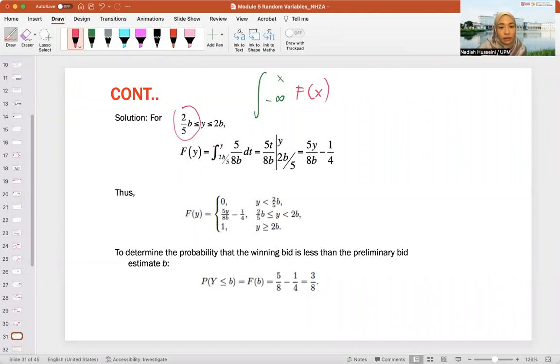2b/5 up to y. In this case, it's y. Typically, we go for x, right? So if this is an x, 2b/5 to x. You only include the lower boundary. I cannot emphasize this enough, okay? You only include the lower boundary for your cumulative distribution function. Why? Because I told you our definition for the cumulative distribution function is from minus infinity to x, so your minus infinity has to be replaced. So you replace your minus infinity with the boundary.